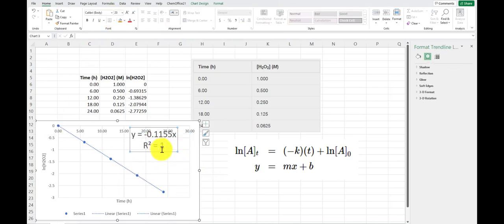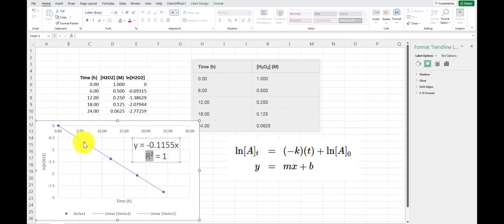What that tells me is that this line is perfectly straight. The R squared value is a measure of straightness, how well those points fit the trend line. A value of 1 is perfect. Any value less than 1 is a percentage of that perfection. So 1 is perfect, so this is a straight line for sure. And we now have an expression in the form of y equals mx plus b for this line. And we do not have any y-intercept.